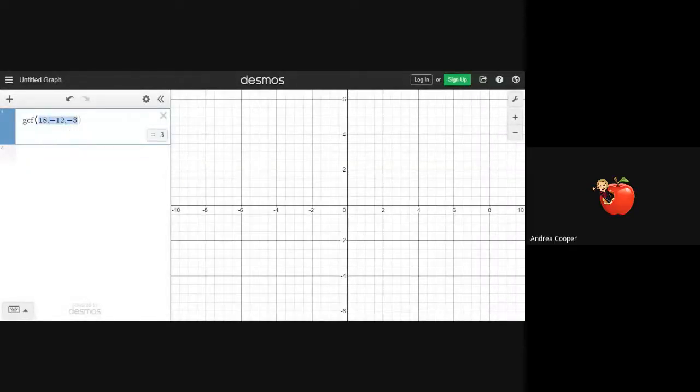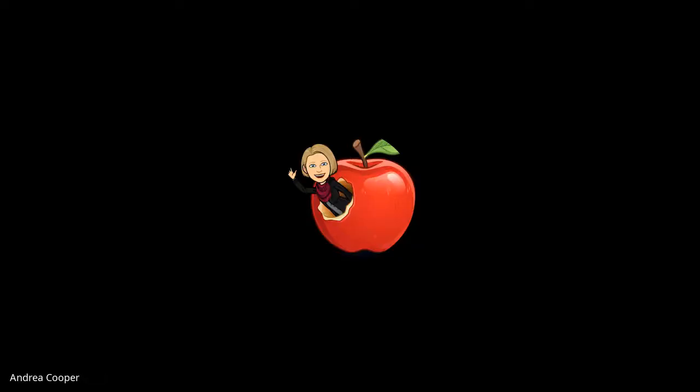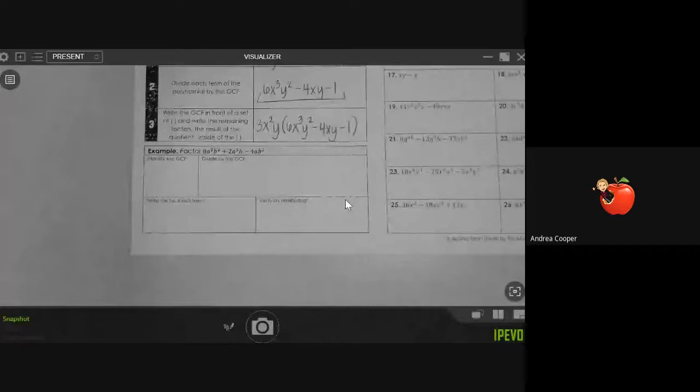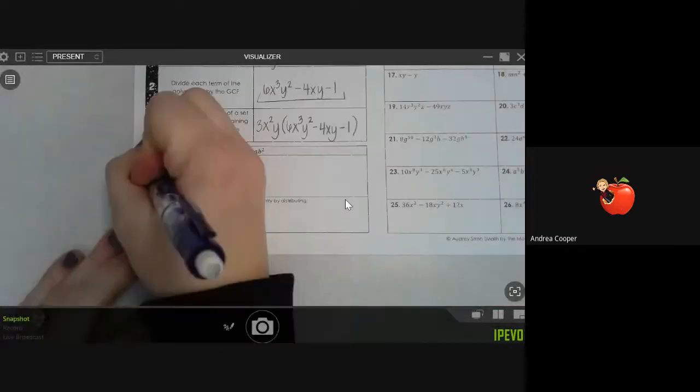I have that GCF in there, and I just put my numbers in. You can't do your variables here. It won't work. So 8, comma, 2, comma, negative 4. So my GCF is 2. So when I come back here, I know my number GCF is 2.